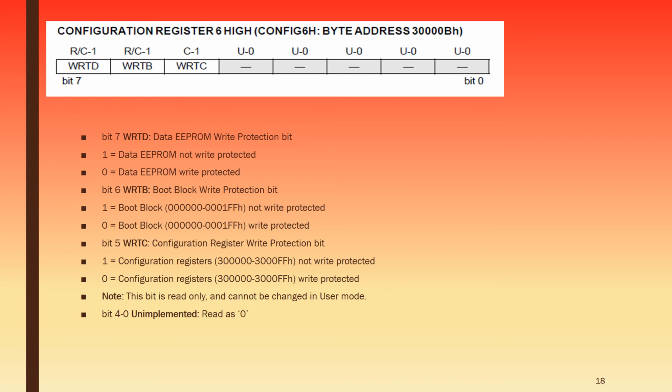WRTC configuration register write protection bit. So configuration registers, they are from 300000 to 3000FF. They are not protected. If it is 0 then they are protected. This bit is read only and cannot be changed in the user mode. That is bit 4 to 0 again unimplemented. Bit 5 is only read only bit.